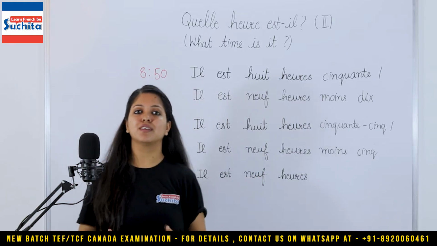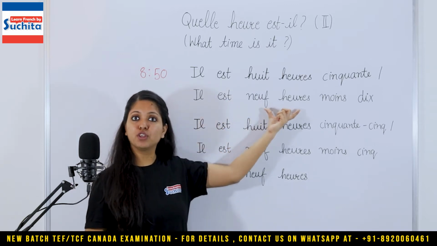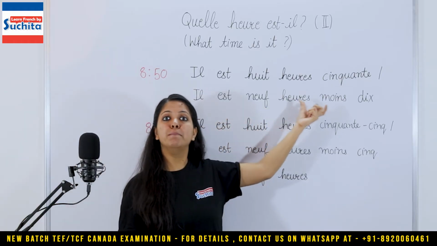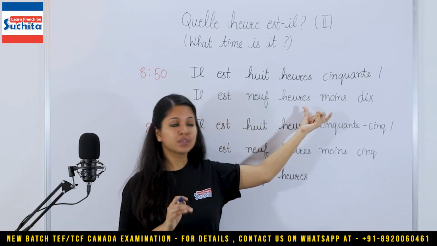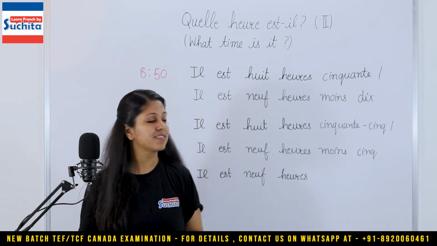Il est 8h50. Or you can say il est 9h. You need to subtract 10 from 9. Il est 9h moins, that's minus 10. Il est 9h moins 10.